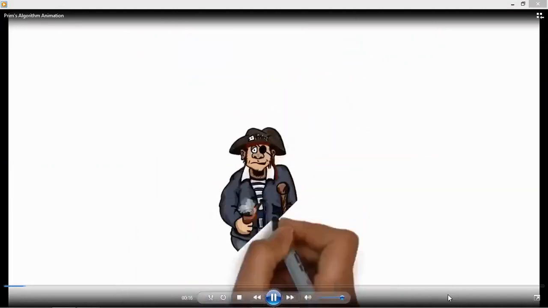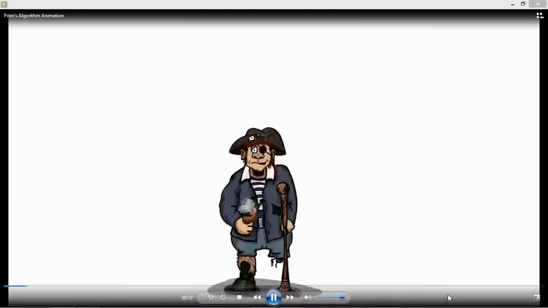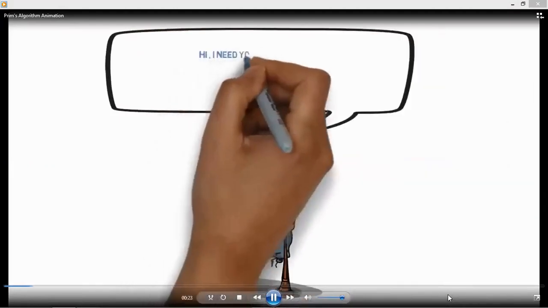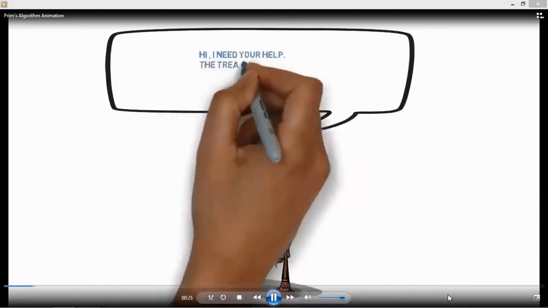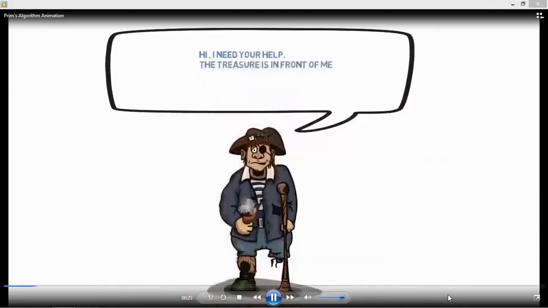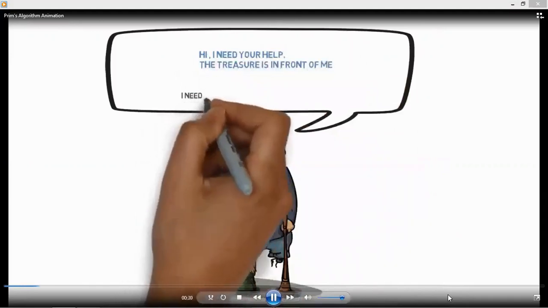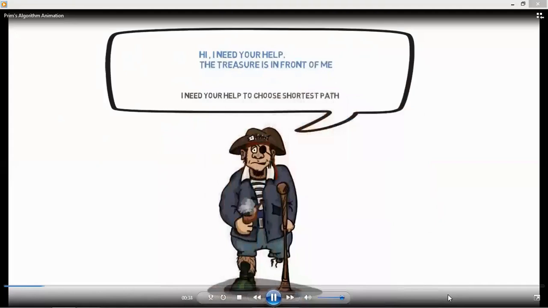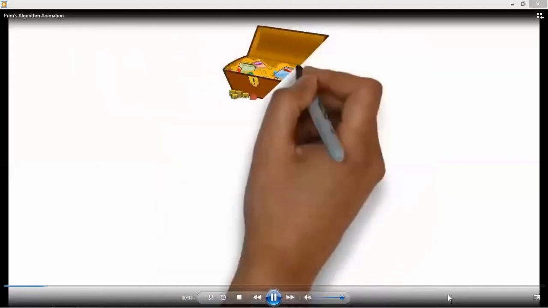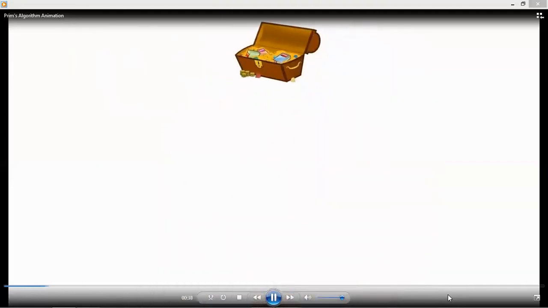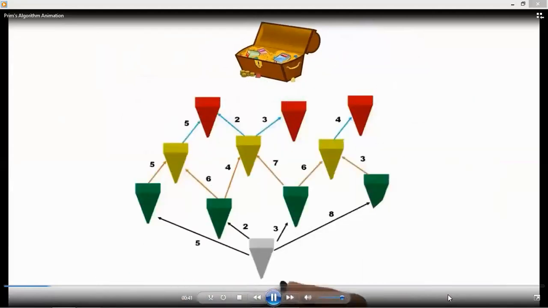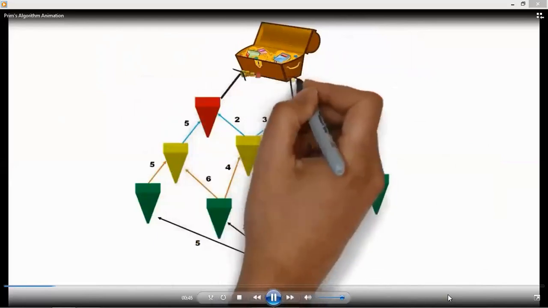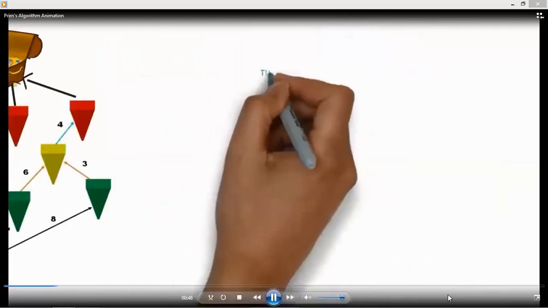Before going to this, one person wants to reach a destination by choosing a shortest path or by using the Prim's algorithm. This is the treasure. These are the bricks with weightage. He wants to reach the destination to collect the treasure.